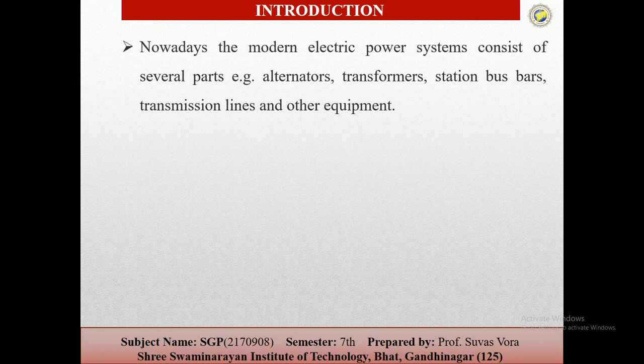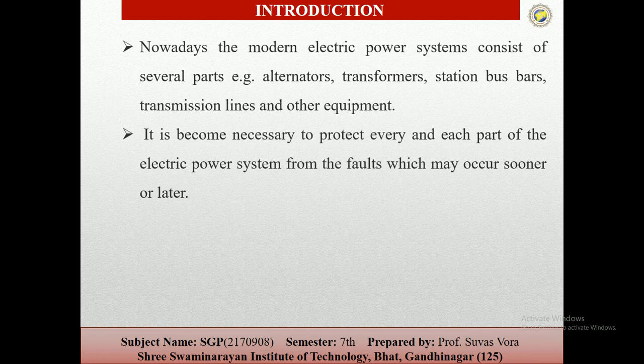So nowadays the modern electrical power system consists of several parts: alternators, transformers, station bus bars, transmission lines and other equipment. It becomes necessary to protect each and every part of the electrical power system from faults which may occur sooner or later, because all these parts play a very important role in our power system. If there is any failure in our system, there is a lot of damage to equipment and a lot of waste of money.